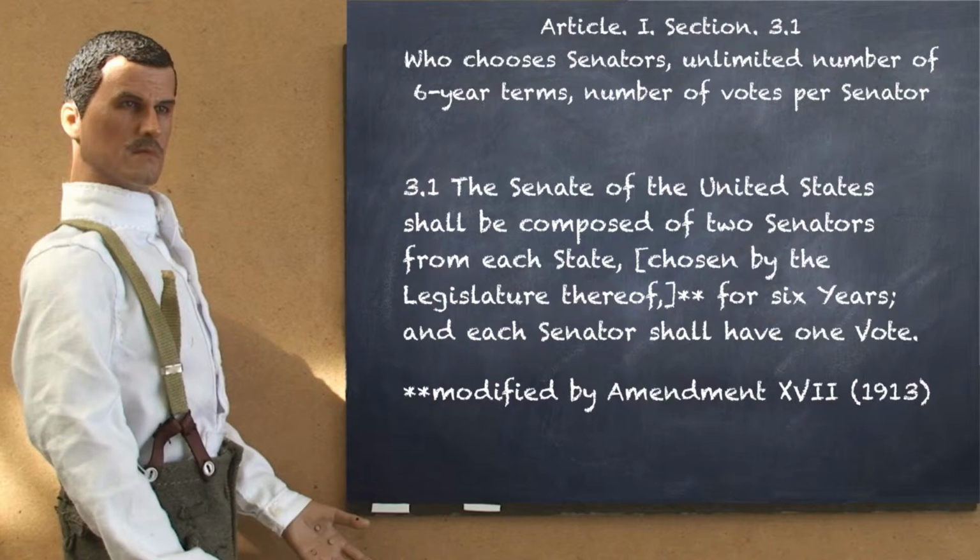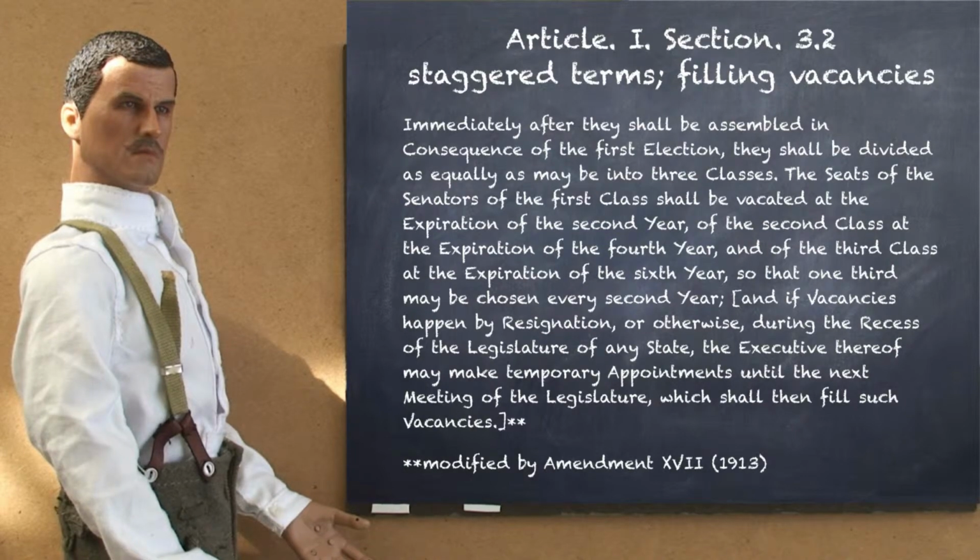Okay, the next section here, 3.2, has to do with the terms being staggered. There's a big, long explanation of how this works, but it's really not that complicated. I'll read it here. It says, immediately after they shall be assembled in consequence of the first election, they shall be divided as equally as may be into 3 classes. The seats of the senators of the first class shall be vacated at the expiration of the 2nd year, of the 2nd class at the expiration of the 4th year, and the 3rd class at the expiration of the 6th year, so that 1/3 may be chosen every 2nd year.